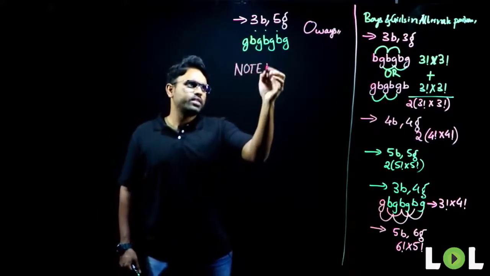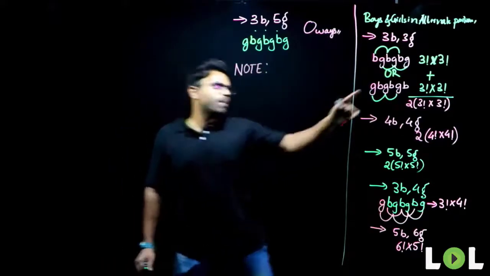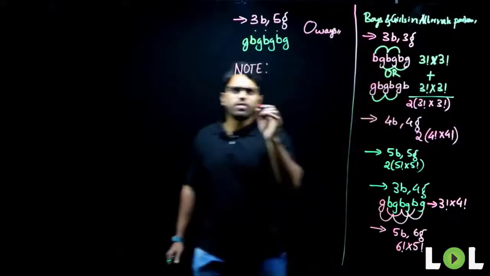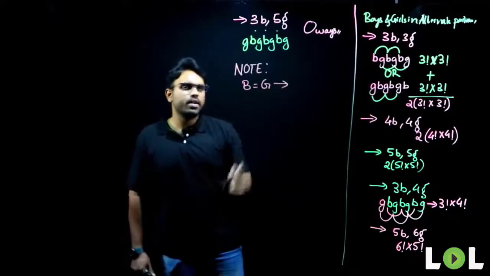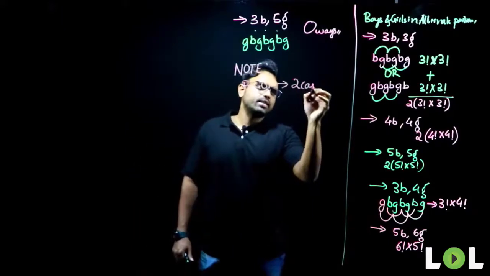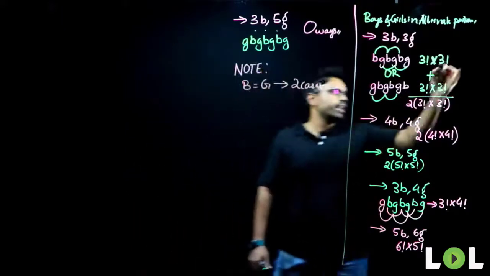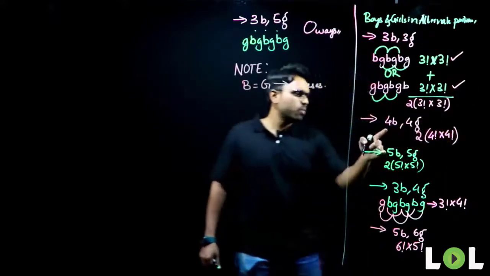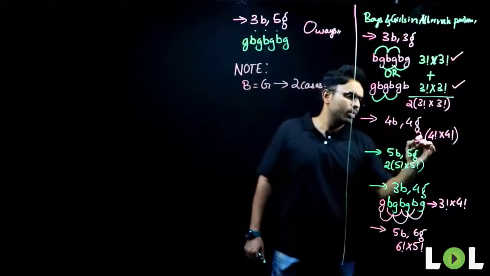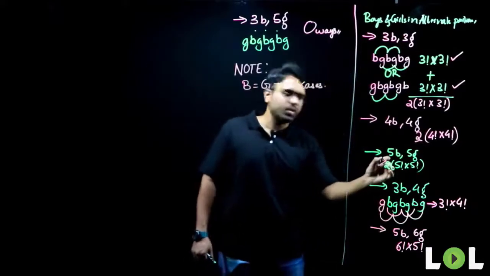Now I have a note here for everyone. What does the note say? The note says, when the number of boys is equal to the number of girls, what will happen? You will have 2 cases. Look, when the number of boys is equal to the number of girls, you will have 2 cases.